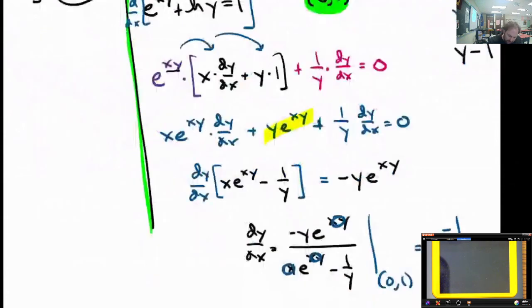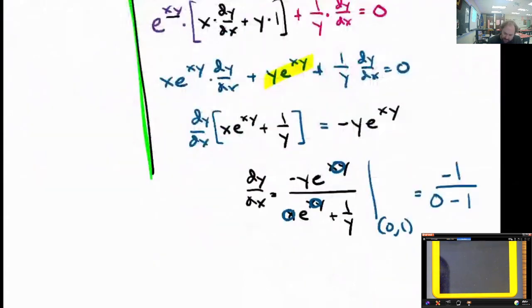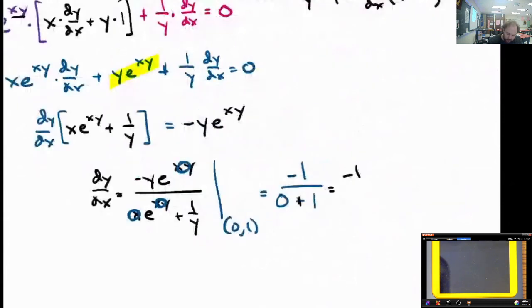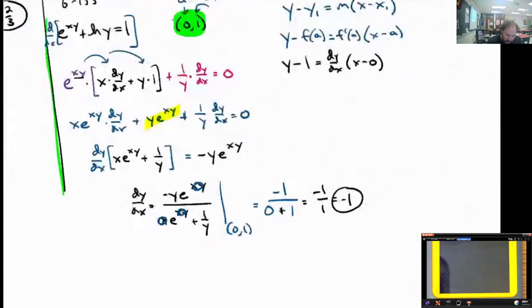So this is a plus 1 over y, and this is a plus, and so it's 0 plus 1 down here. That's what I'm looking for, because I knew it had to be negative 1. This is negative 1 over 1, which is negative 1. So now that can go up here in place for dy dx.